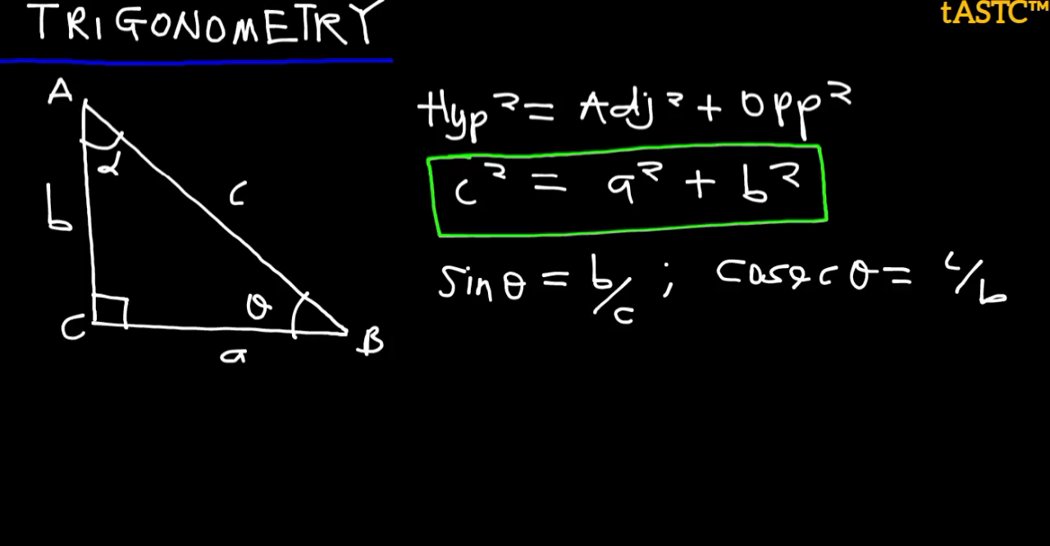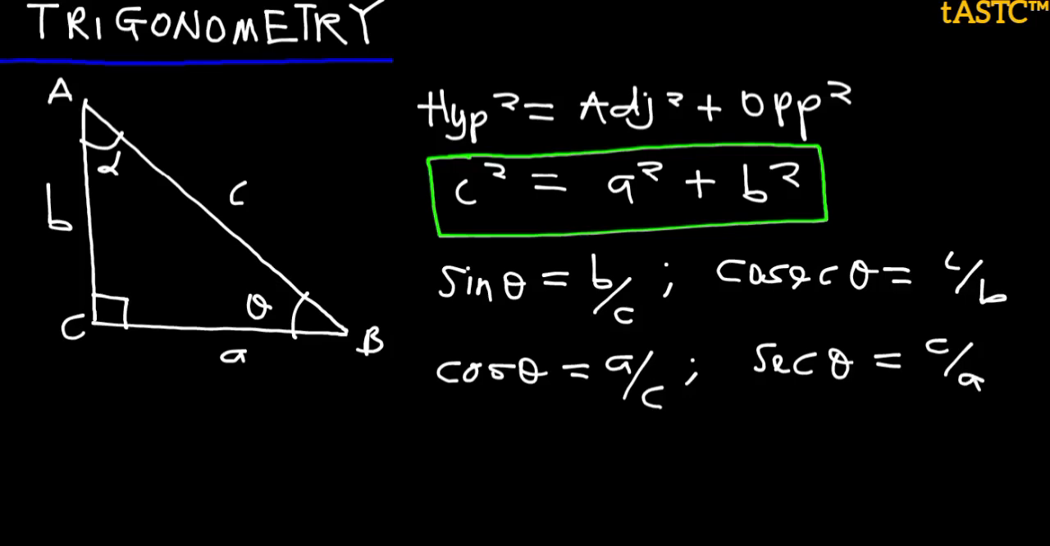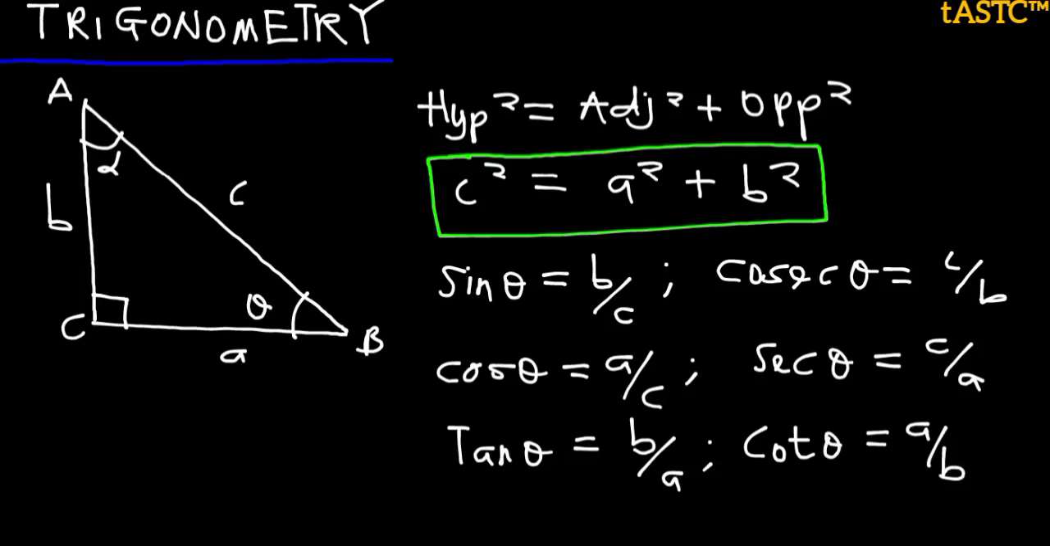Next up, we're going to try to find what will be the cos of the angle theta. So this is going to be adjacent divided by hypotenuse, so that will be a divided by c. And the reciprocal of that is the secant theta, so that would obviously be c divided by a. And lastly, we have tan theta, that is opposite divided by adjacent. So opposite is b, adjacent is a. If we wanted to find cot theta, that is going to be equal to a divided by b. So you need to hold these aside.